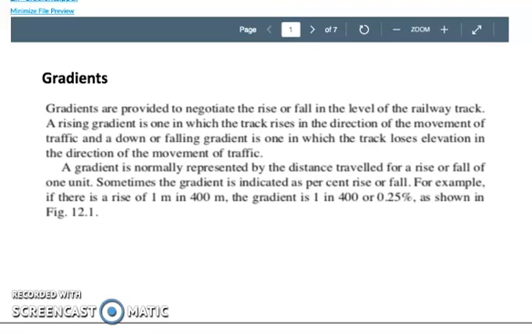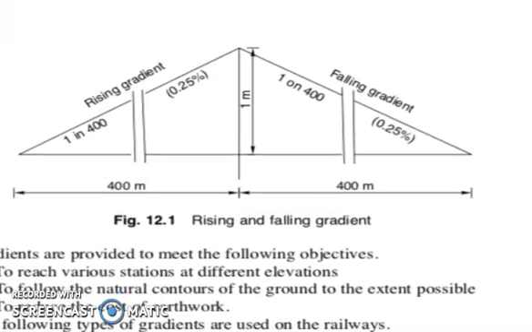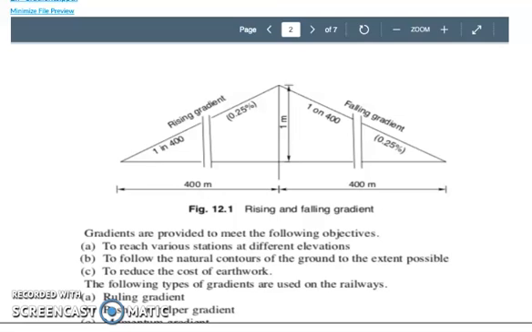So sometimes the gradient is indicated as percent rise or fall. For example, if the rise is 1 meter in 400 meters, the gradient will be 1 in 400, that is 0.25%. So we have here our figure showing the rising and falling gradient. So that is 1 in 400 meters, and that is equivalent to 0.25.